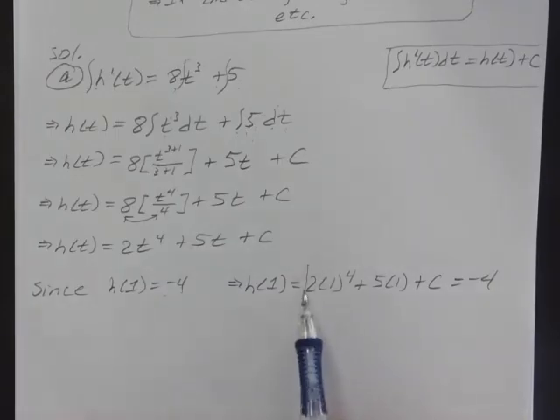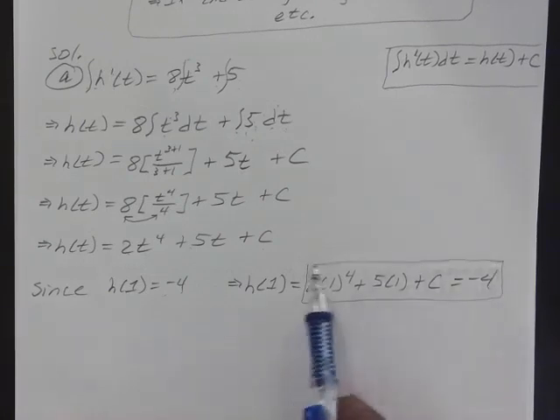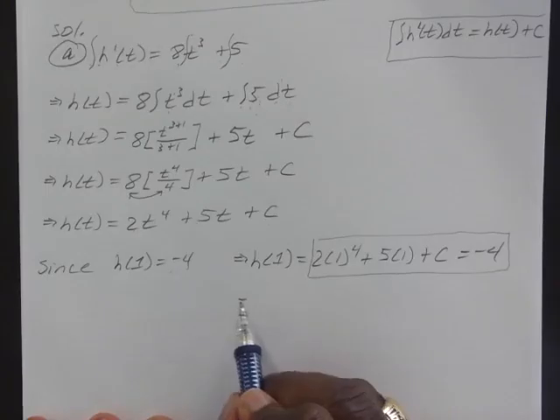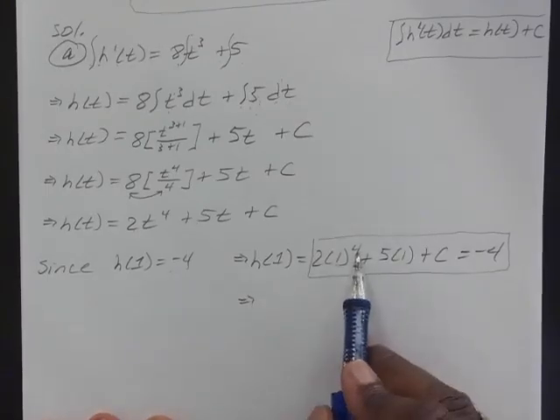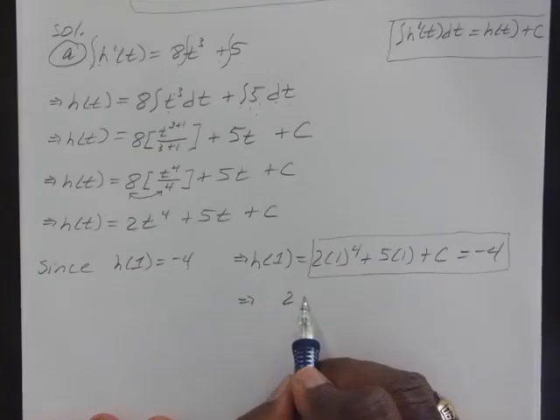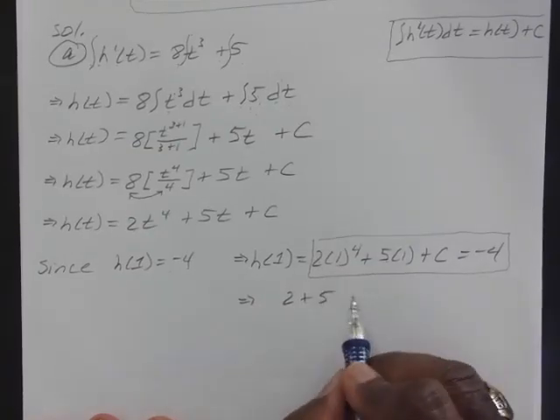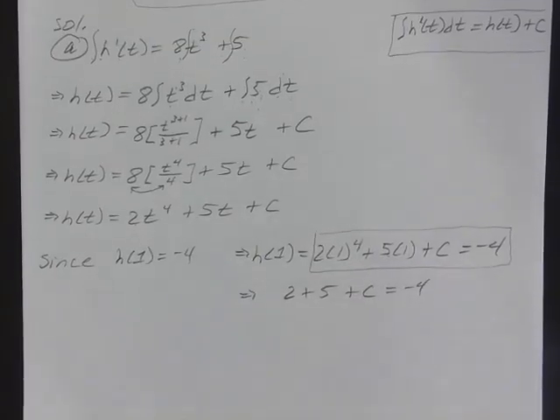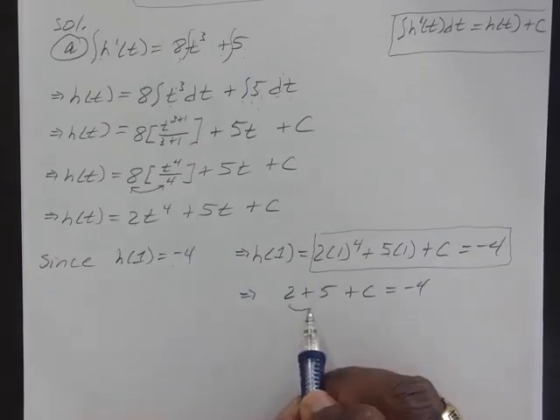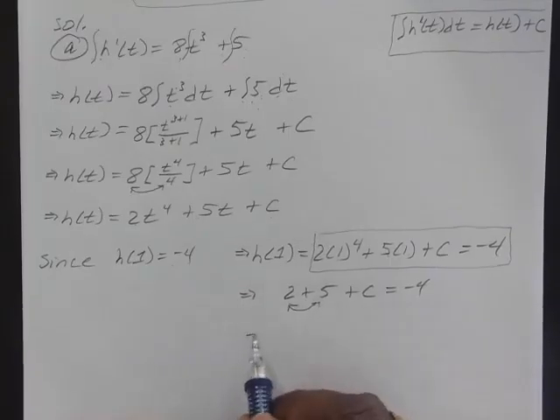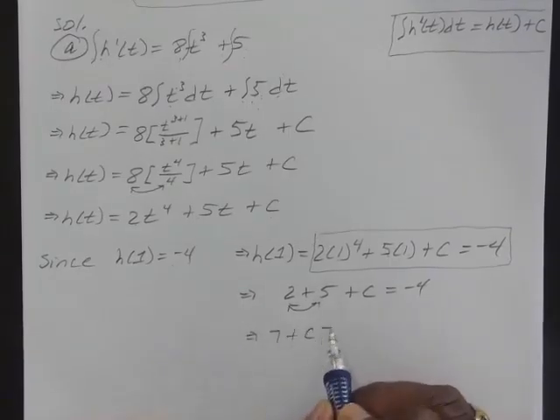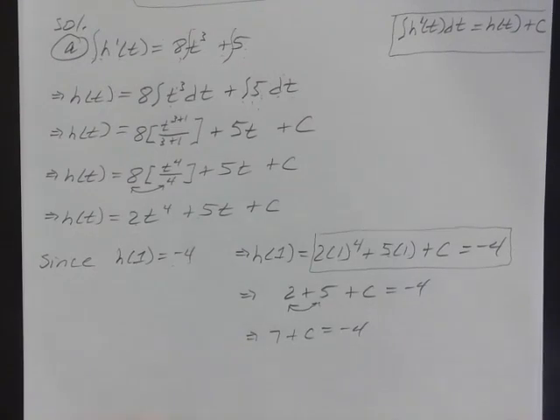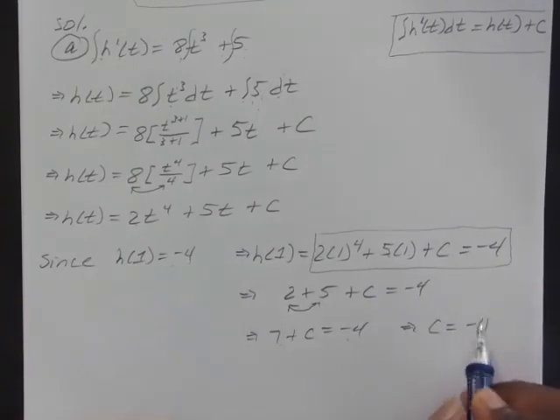Okay, so again, we're just going to look at this part of it. So 2 times 1 to the fourth power is just 2, plus 5 times 1, which is 5, plus c is equal to -4. So if we go ahead and combine those two, we just have 7 plus c equals -4. So if we subtract 7 from both sides, we just have c is equal to -11.